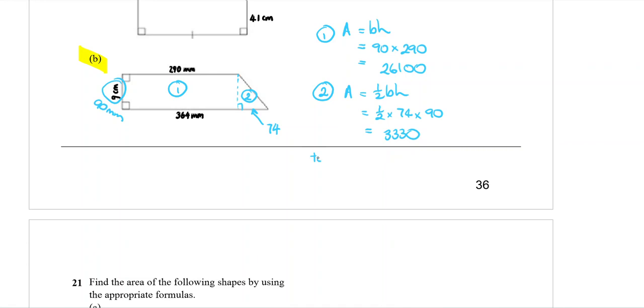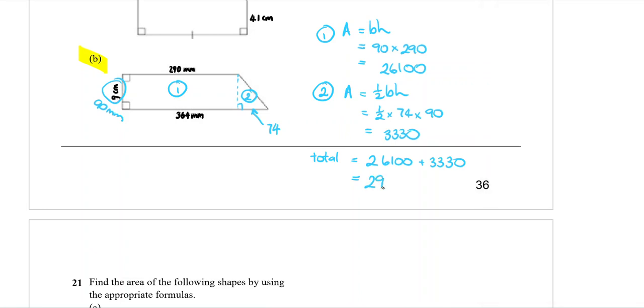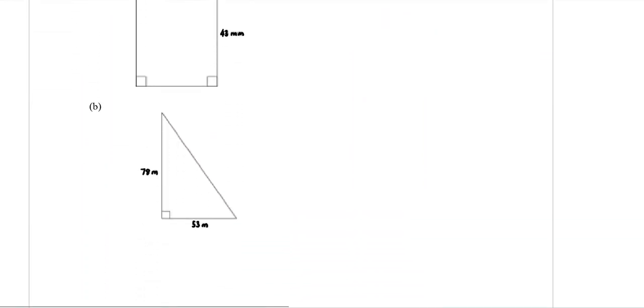And then we need to find our total by adding this time because they're sitting next to each other. So 29430 millimeters squared. Okay, so more rectangles, another triangle, easy, easy, easy. We know how to do that.